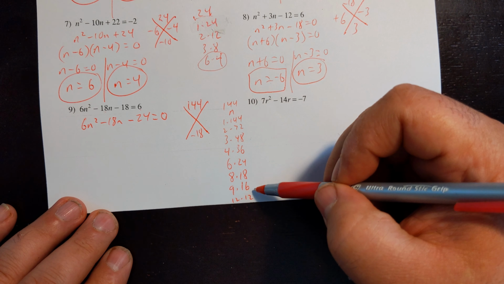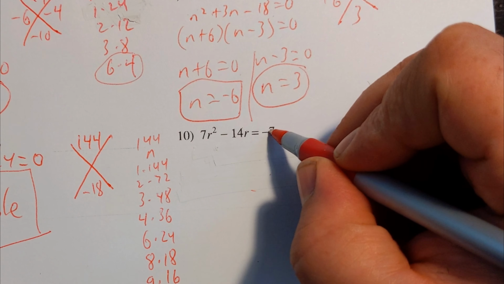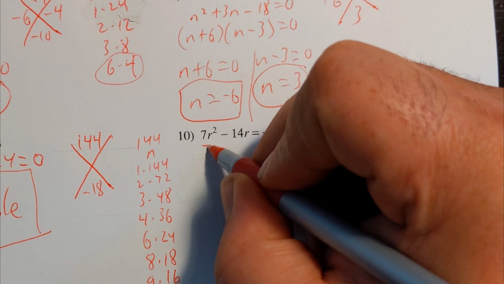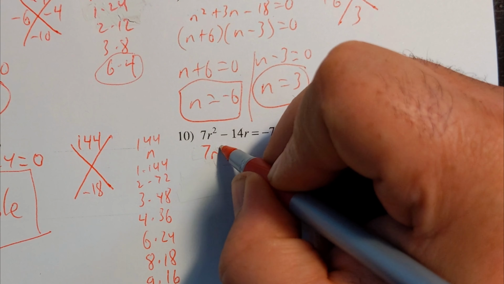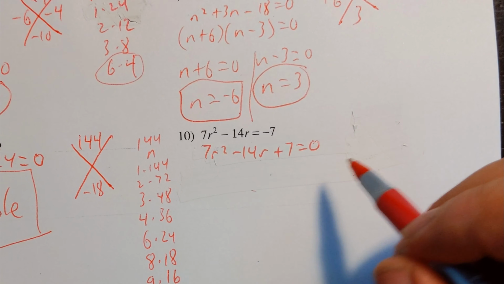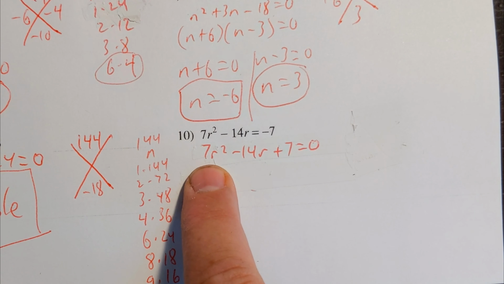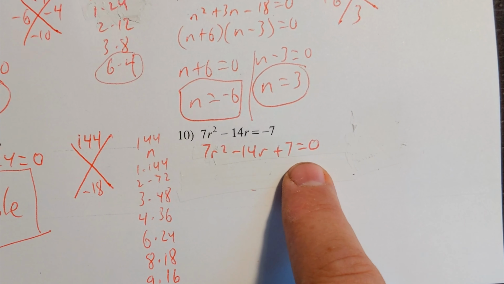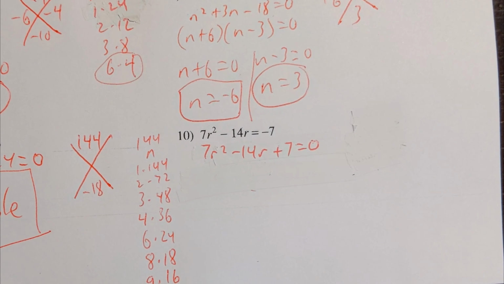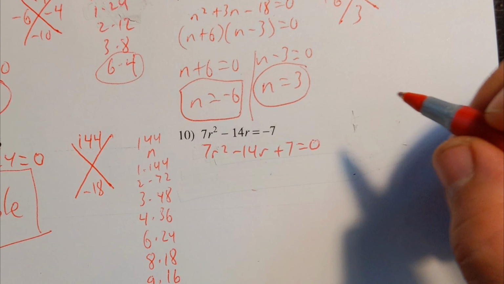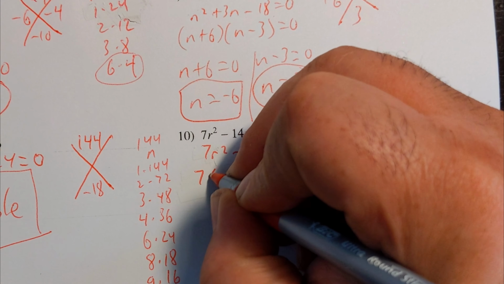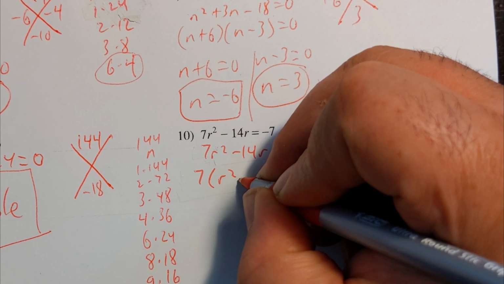Okay, on number 10, you want to move this across, so you're going to add 7 to the left side. And then before you try to do what we've been doing here, watch out. 7, 14, and 7 can all be factored out. You can divide 7 into every one of these terms. You always try to get your greatest common factor out first. So if I get a 7 out of here, now I have r squared minus 2r plus 1.